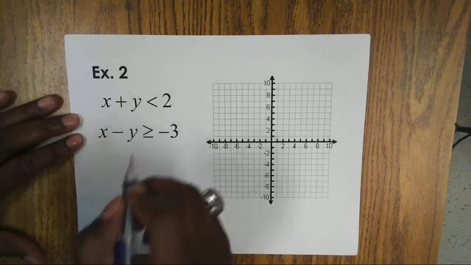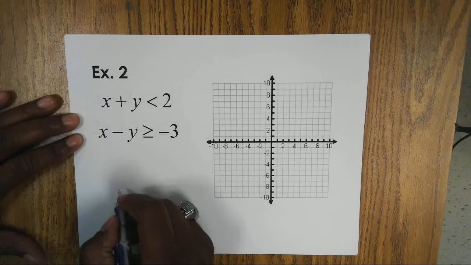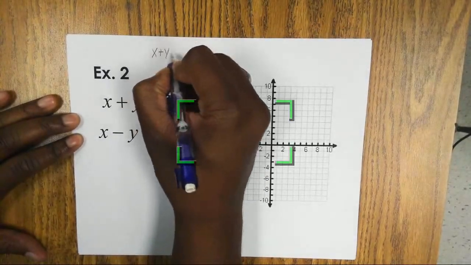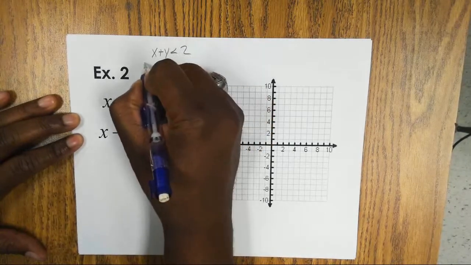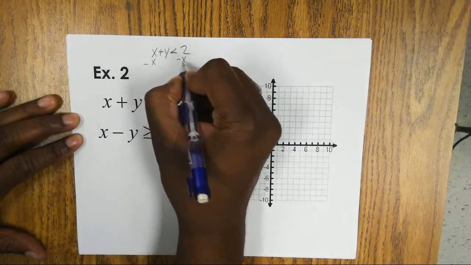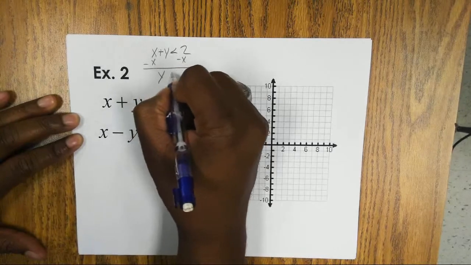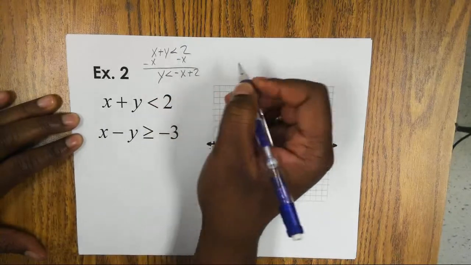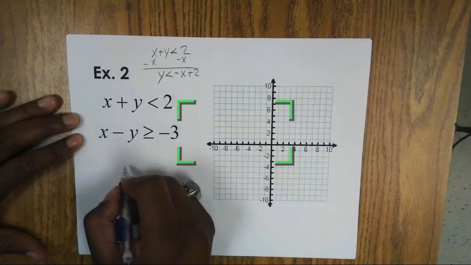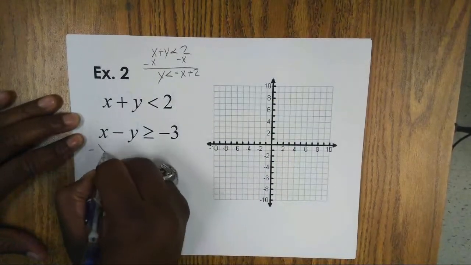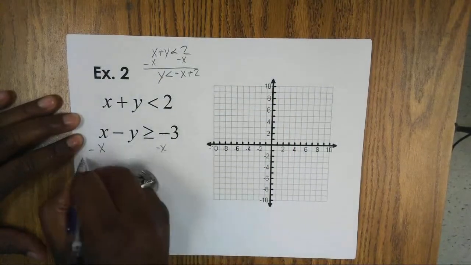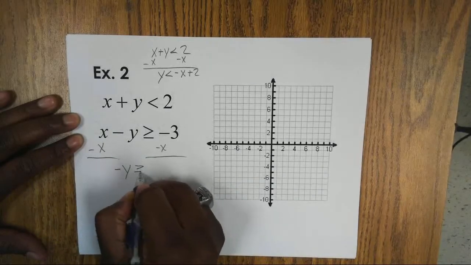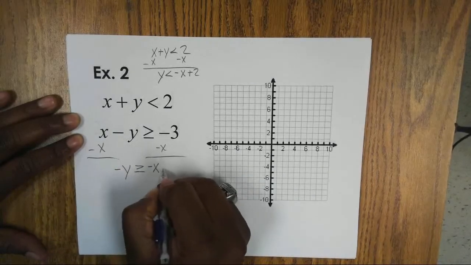But first, I have x plus y is less than 2. So what I am going to do first is solve this for y. I'm going to subtract x on both sides, and I'm going to get y is less than negative x plus 2. Then I'm going to solve this second one. I'm going to subtract x from both sides again, and I'm going to get negative y is greater than or equal to negative x minus 3.